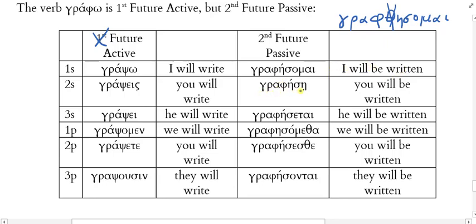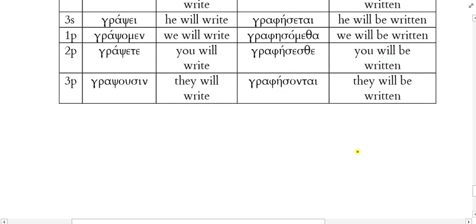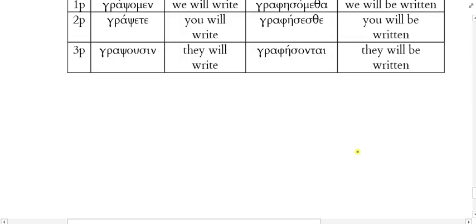So graphese. You will be written. Graphesetai. So he, she, or it will be written. Graphesometha. We will be written. Graphesesthe. You or y'all will be written. And graphesontai. They will be written. All right. There you go. So those are our forms.